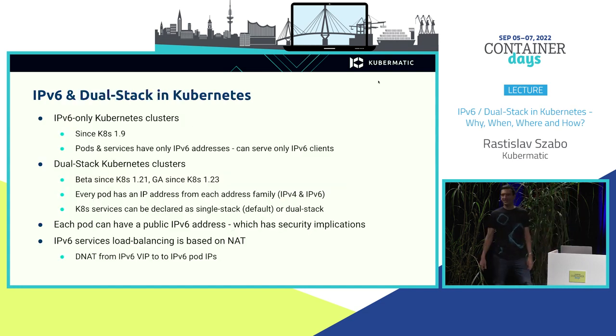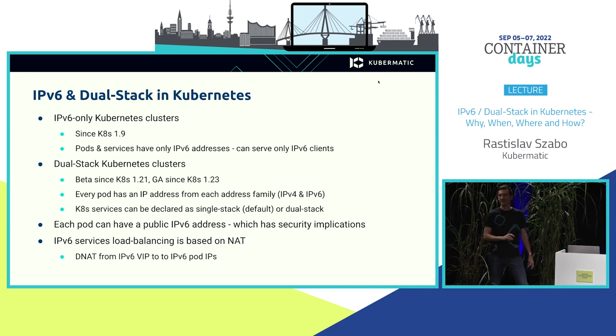Now let me go to Kubernetes. IPv6-only Kubernetes clusters have actually been supported for a long time, since Kubernetes 1.9. But IPv6-only clusters are not that useful because it means that pods and services can serve only IPv6 clients. So you cannot really serve both IPv4 and IPv6 at the same time. So their use case was kind of limited to special telco use cases or networking use cases.